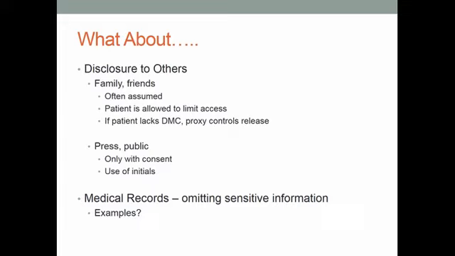When patients do lack capacity, the proxy decision maker, whether it's an agent with the MDPOA, whether it's a surrogate of another stripe, they control the release of information. So our job is to disclose to the proxy what we would disclose to the patient, and they can decide whether to disseminate it to family and friends.